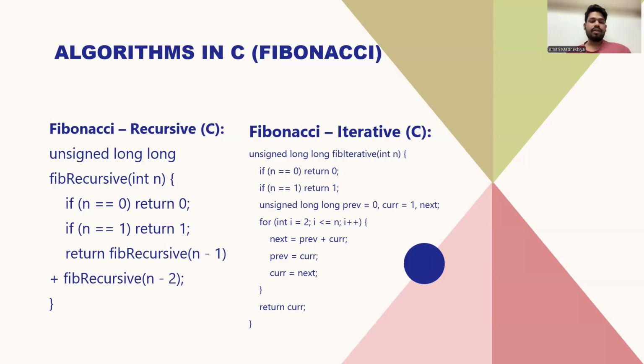The iterative method is more optimized. We start with two initial values, previous equal to 0 and current equal to 1. Using a loop, we keep updating them to generate the next numbers. This approach is much faster and avoids redundant calculations. So overall, this slide highlights how recursive and iterative thinking affect performance, even when solving the same problems.